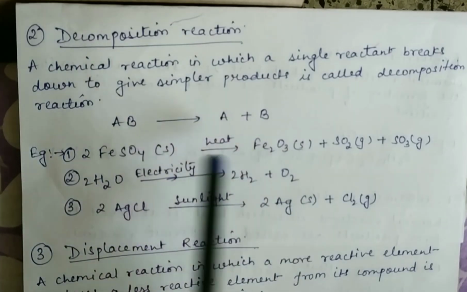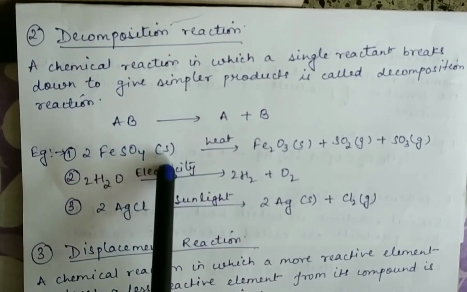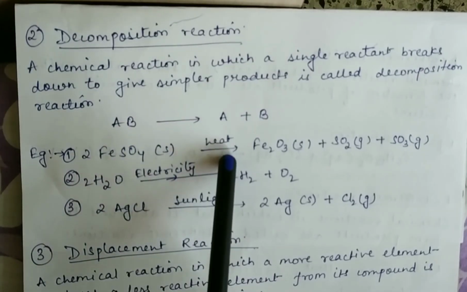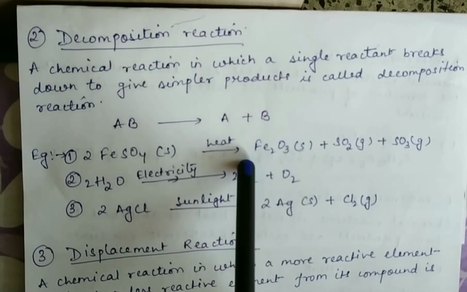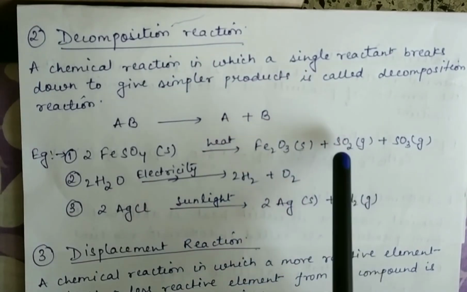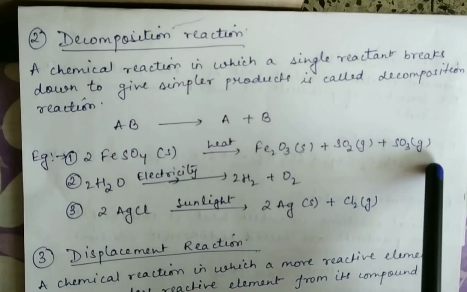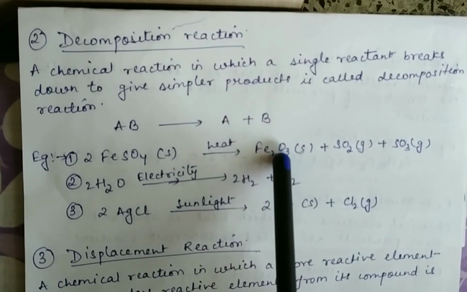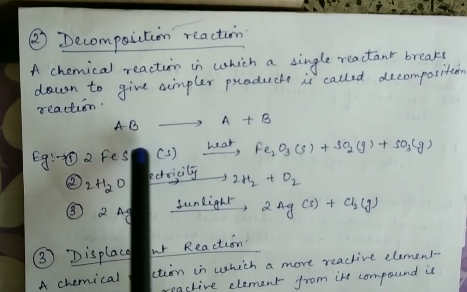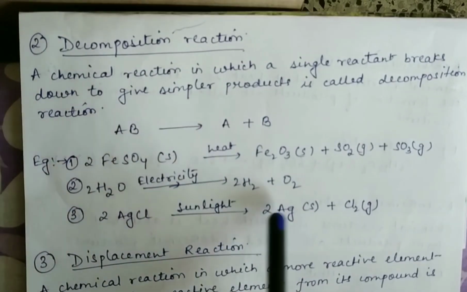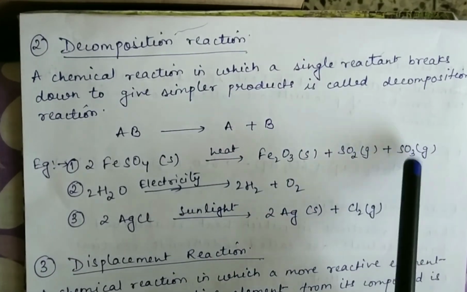The first example is when ferrous sulfate, FeSO4, is heated, it breaks up into 3 products: ferric oxide, Fe2O3, sulfur dioxide, SO2, and sulfur trioxide, SO3. These 2 are gases and this is a solid. So basically, by decomposing ferrous sulfate solid by heat, we get 3 products. Out of them, 1 is solid and the rest 2 are gases.